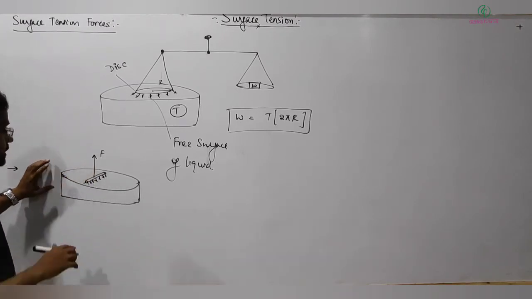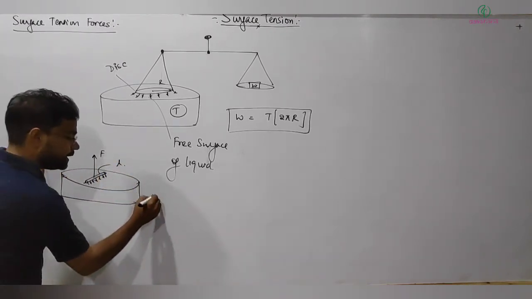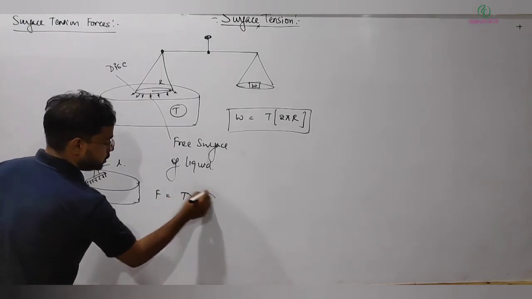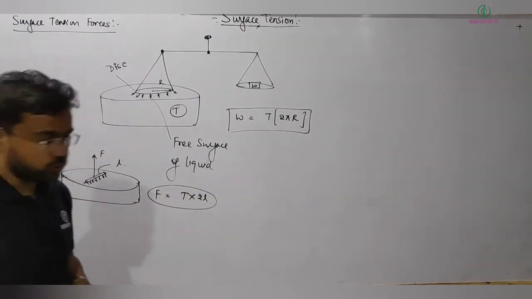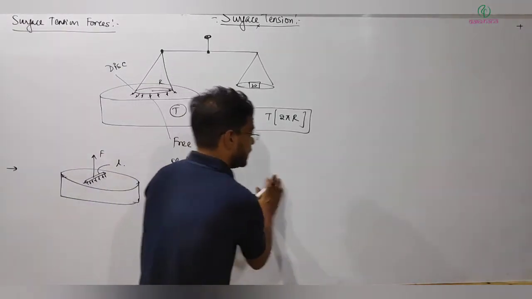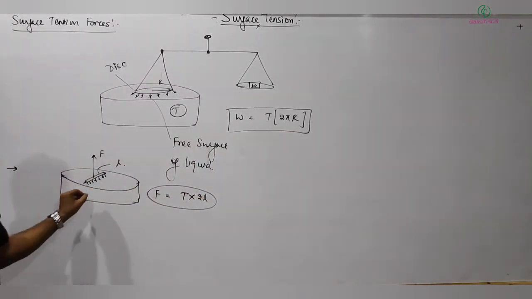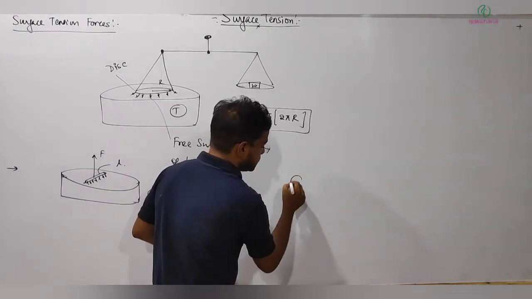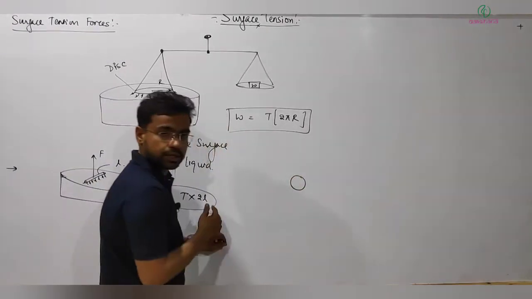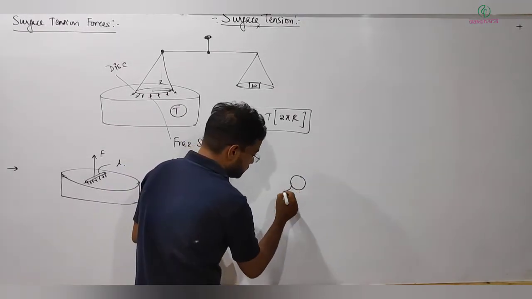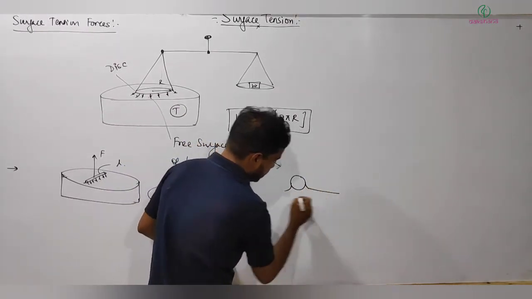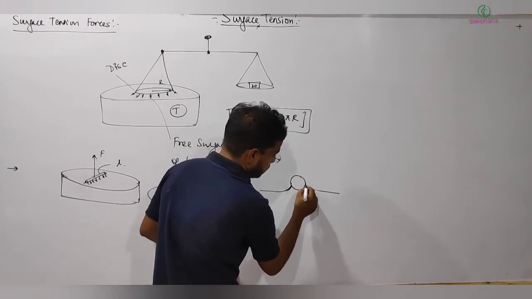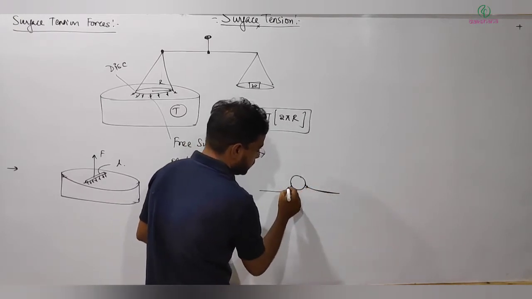Just understand it. If its length is L, then the force required will be surface tension T multiplied by 2L. Let me explain it more clearly. Just look at the front side of this. This is the free surface and this is the needle. Now the molecules will be in this orientation, and they will try to pull it in this direction.